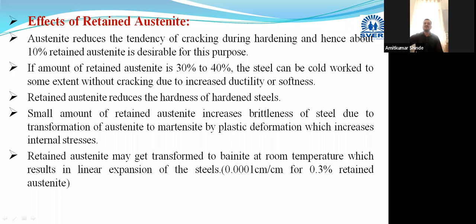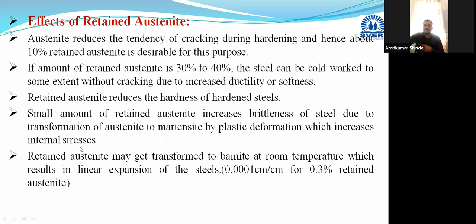Then what are the disadvantages of this? This retained austenite has more disadvantages. Okay, and this retained austenite, as it is a soft phase, reduces the hardness of hardened steel. We are conducting the hardening to improve the hardness and cutting ability of that material or steel. But due to the presence of this retained austenite, the hardness of that steel will get decreased.